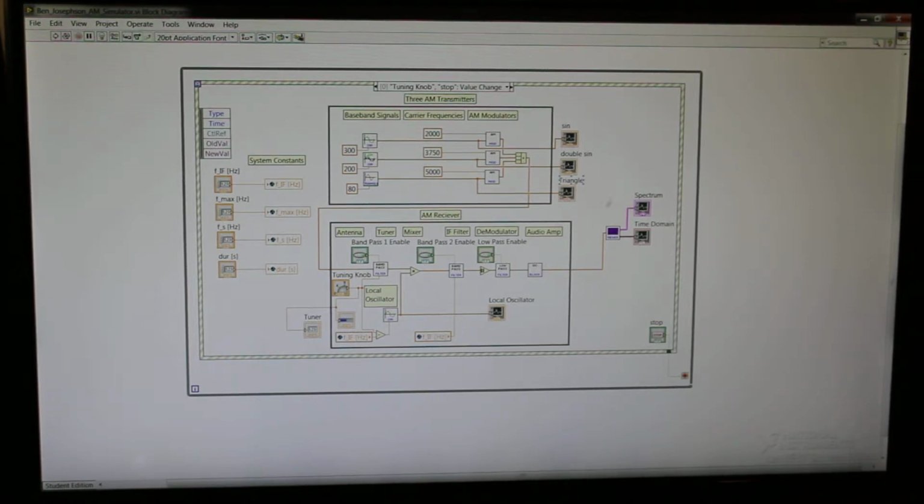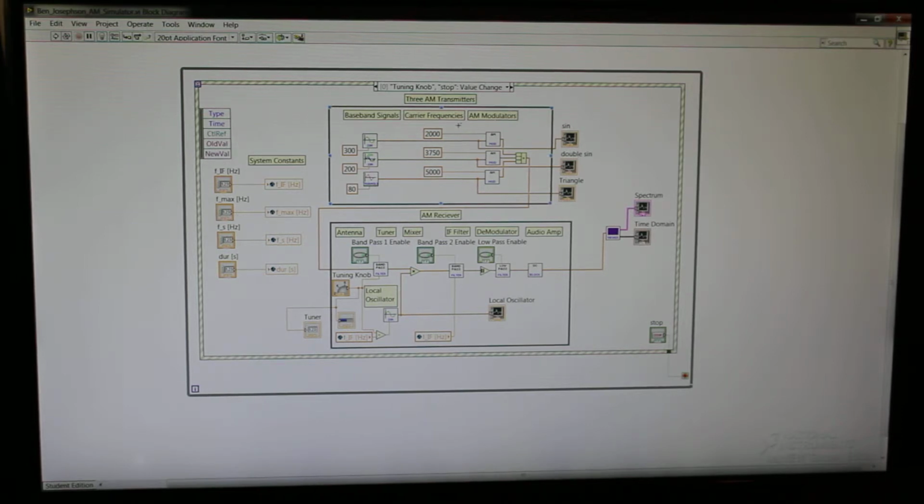Essentially what we have here in an overview is 3 AM transmitters that are developed. A separate sub-VI was developed, one to create a sinusoidal signal, one to create a dual sinusoidal signal, and one to create a triangle signal. These VIs could take a frequency input so that that signal could be generated at a specific low frequency.